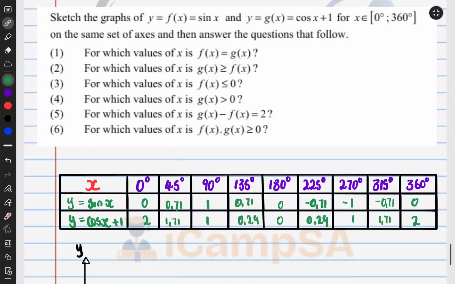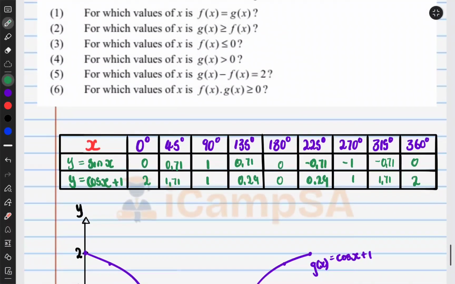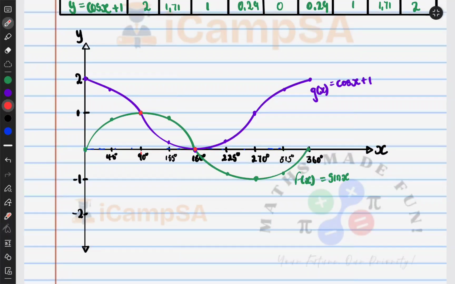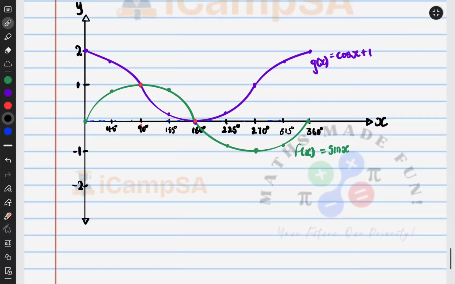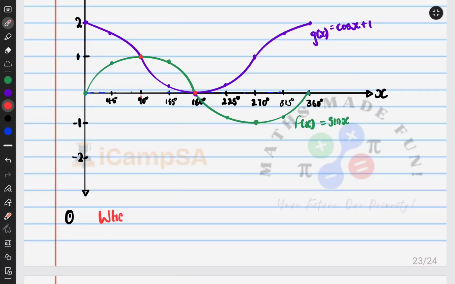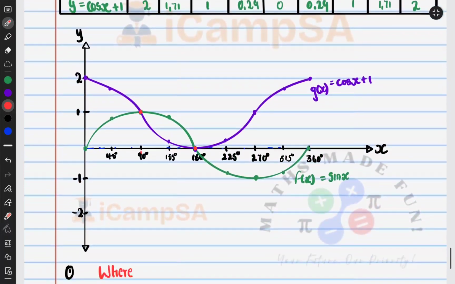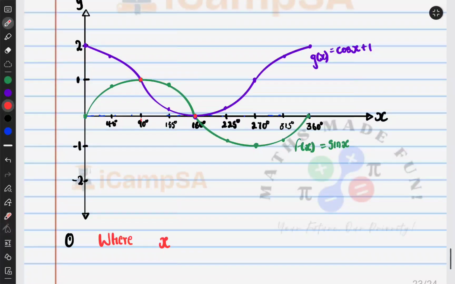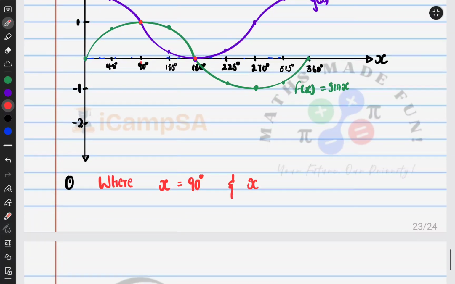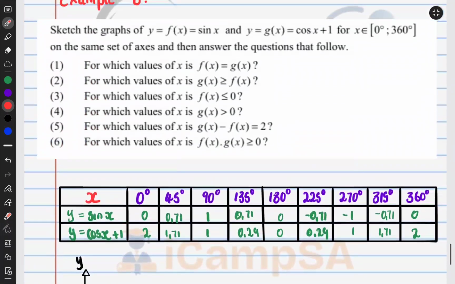Okay, and then for number 1, for which values of x is f of x equal to g of x, where these two functions are equal? We come to the graphs, you see that here at this point, that is where they intersect, and here. So at x is equal to 90 degrees and x is equal to 180 degrees. That is where the functions will be equal.